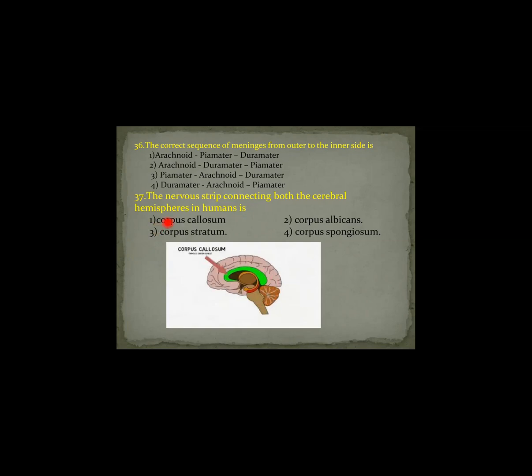This corpus callosum brings coordination between the two cerebral hemispheres. What is the second option? Corpus albicans. That will come in the second year reproduction syllabus. When the corpus luteum degenerates, it becomes corpus albicans. Corpus striatum, the folding area of the cerebral cortex, is called corpus striatum. Corpus spongiosum is a connective tissue present in the penis. Here for this question, the answer is the first option.